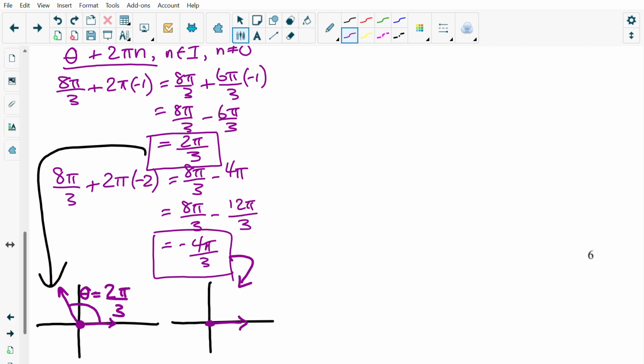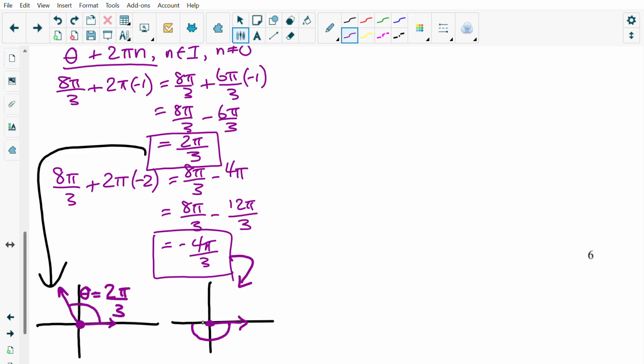I start here. It's a negative angle, negative 4 pi over 3. I'm thinking of quadrantal angles. Well, I'm going clockwise, so I'm going half a rotation plus pi over 3 more in the clockwise direction, because negative 4 pi over 3 is pi over 3 units more than a half rotation.